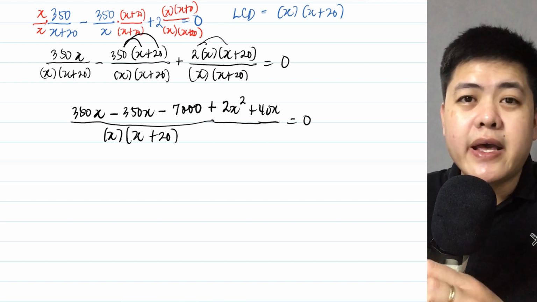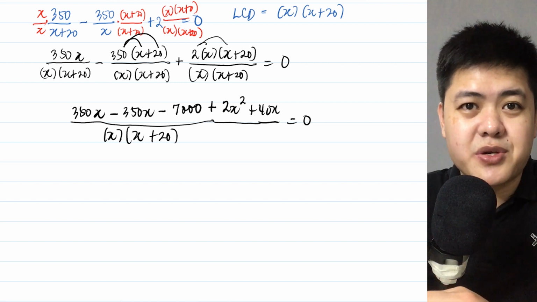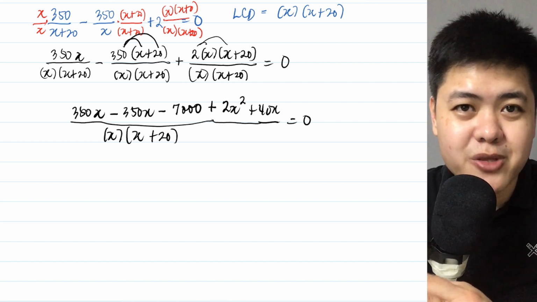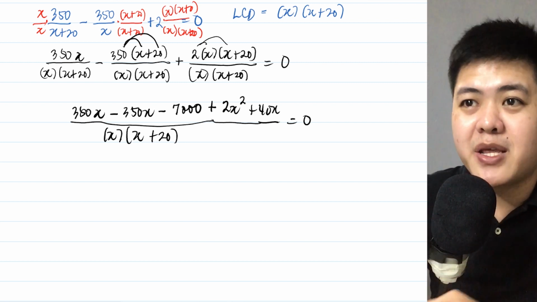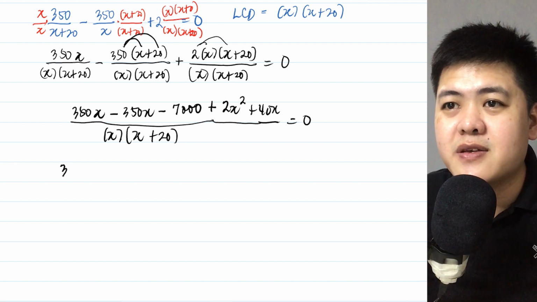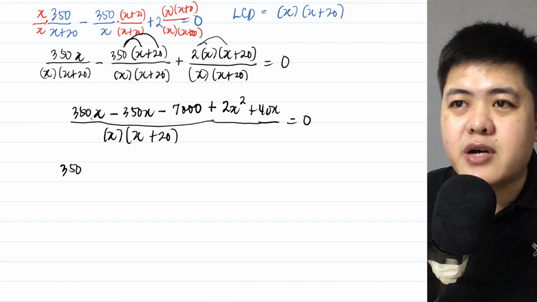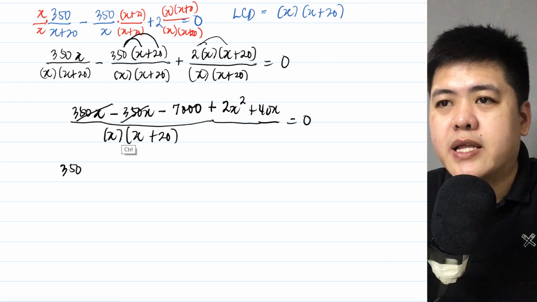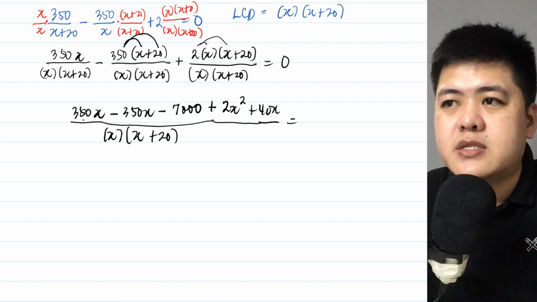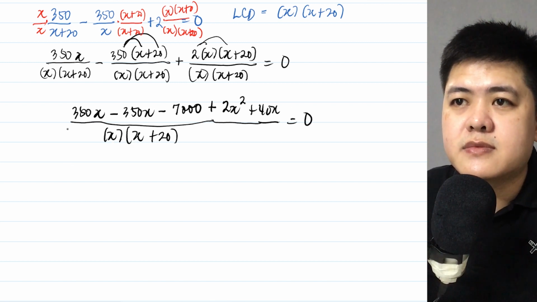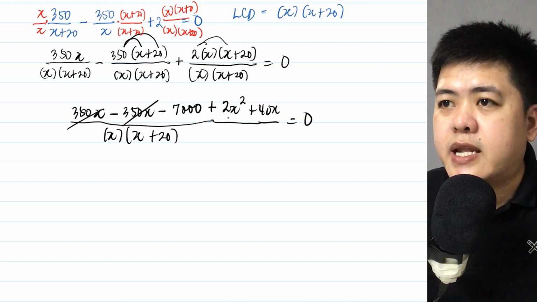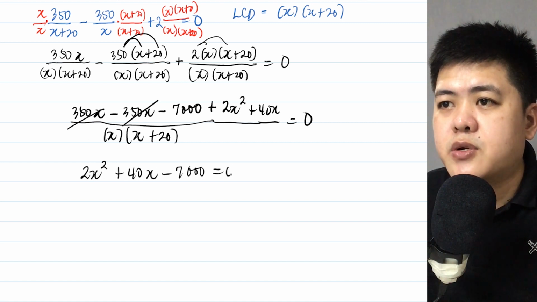So we have a fraction that's equivalent to 0. Nangyayari lang yon kapag ang numerator mo ay equal sa 0. So we will just equate the numerator to 0, hindi natin papakialaman yung denominator. So we'll get 350x, ito, cancel na lang natin to. So this is cancelled. And then ang maiiwan sa atin ay 2x squared plus 40x minus 7,000 equals 0.